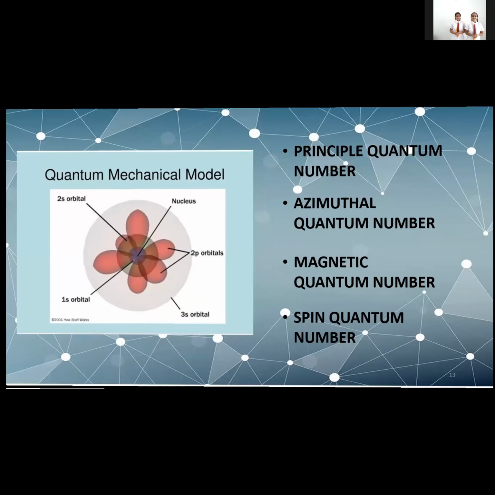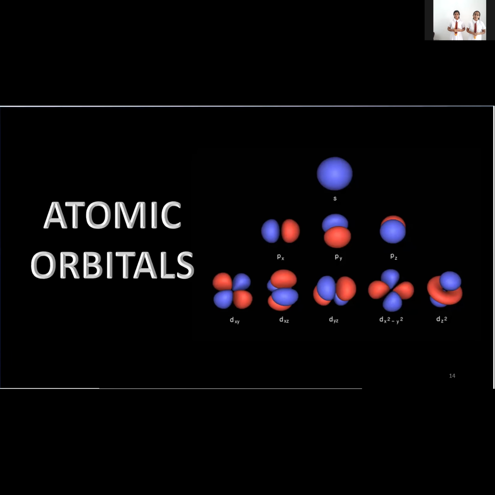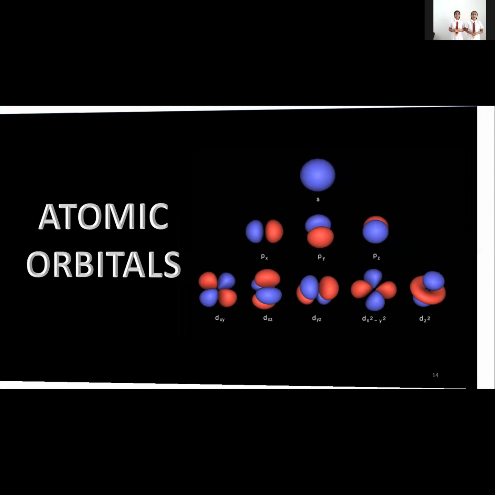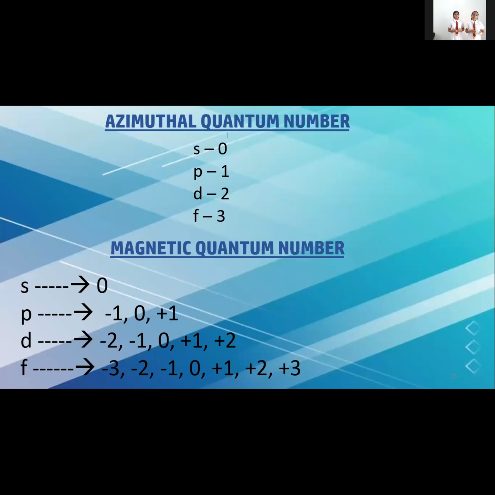Now, moving on to the rest of the quantum numbers. An atomic orbital is a mathematical function that describes the location and the wave-like behavior of an electron in an atom. The main energy level of an atom has sublevels, which is the azimuthal quantum number. This describes the shape of an orbital. Here, the subshells s, p, d, and f are labeled as 0, 1, 2, and 3 respectively.